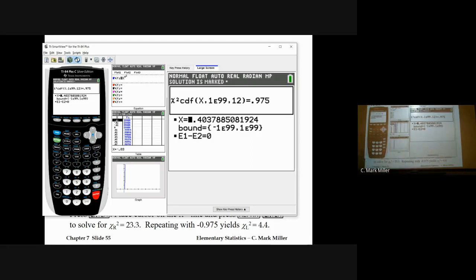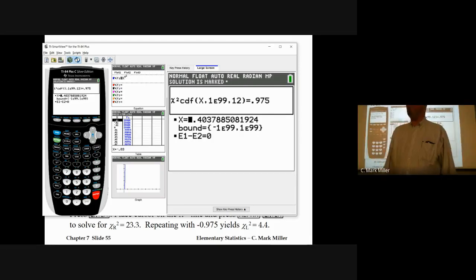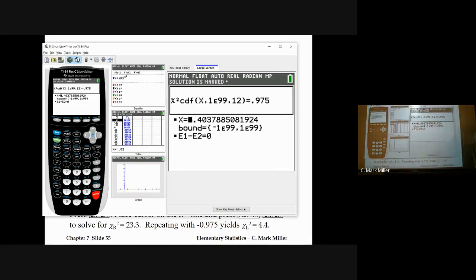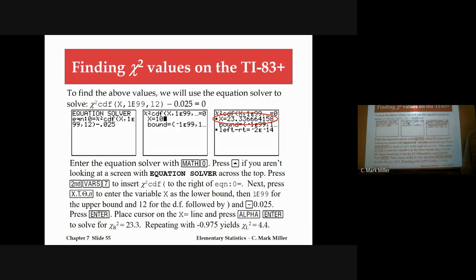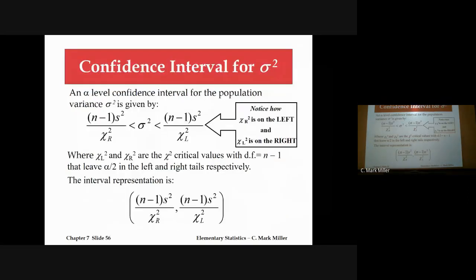So let me know if you have questions on that. You want me to show it to you on your particular calculator or something, I'd be happy to do that. So that's how you get those values, equation solver.